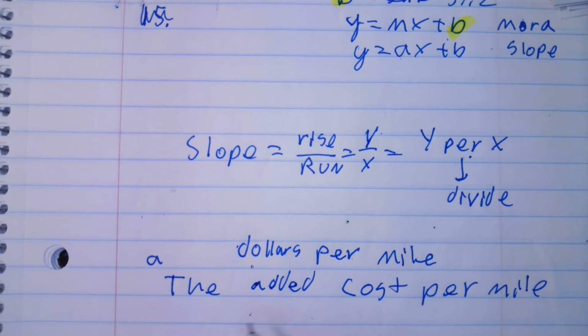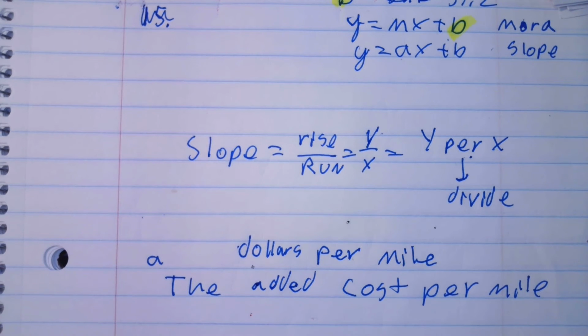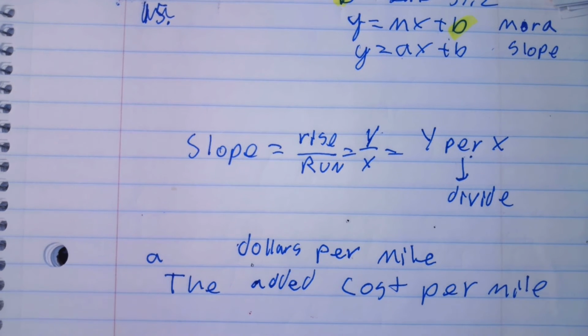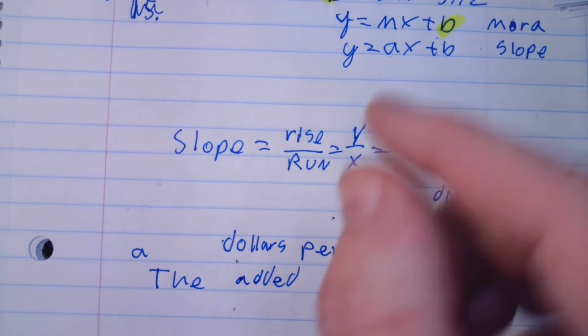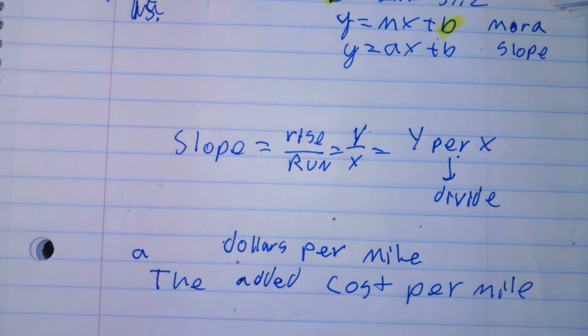We could write the added dollars per mile, but maybe the slope represents the added cost per mile, the added dollars per mile. Something like that. That's what we're doing. We're adding, the further we go, the more we got. I'm trying to keep the sentence simple so you don't struggle with the English part, but you get the math part. Okay, that's what that is.